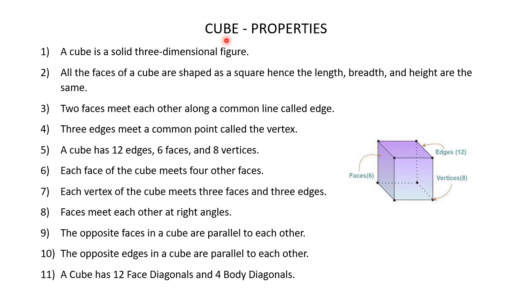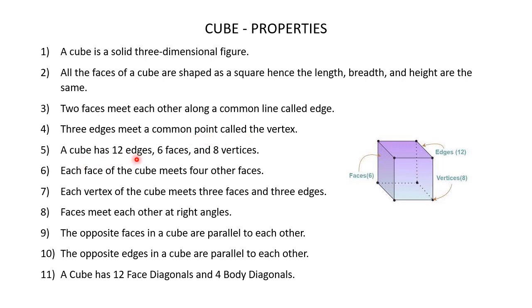Let's now understand a few properties of the 3D shape cube. A cube is a solid three-dimensional figure. All the faces of the cube are shaped as a square. Hence, the length, breadth, and height are the same. Two faces meet each other along a common line called the edge. Three edges meet at a common point called the vertex.